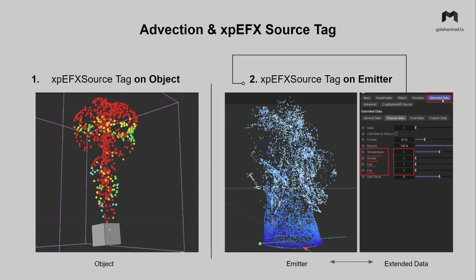And here in extended data, in physical data, we need to activate the temperature, smoke, fuel or fire. The default number here is 0 and we should keep it at minimum the number 1.